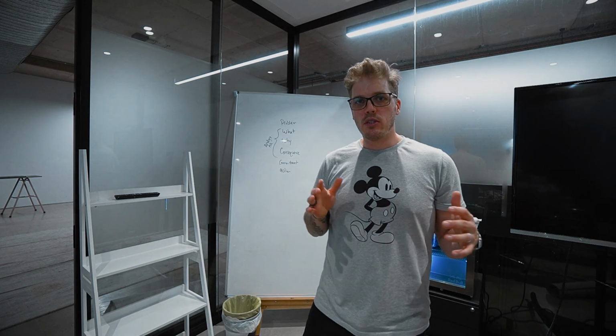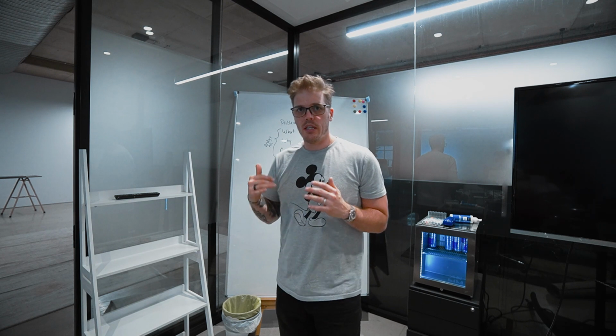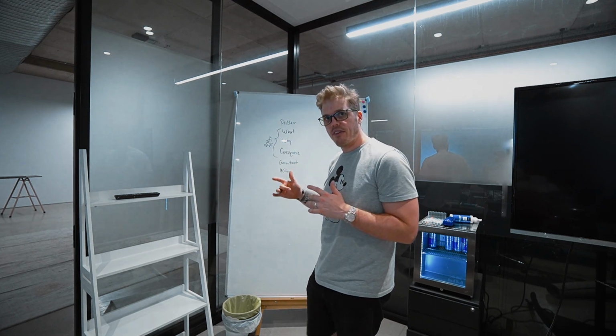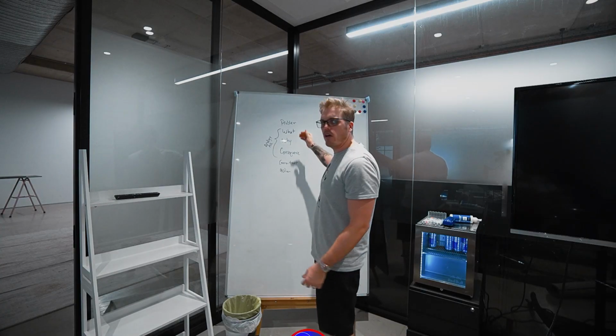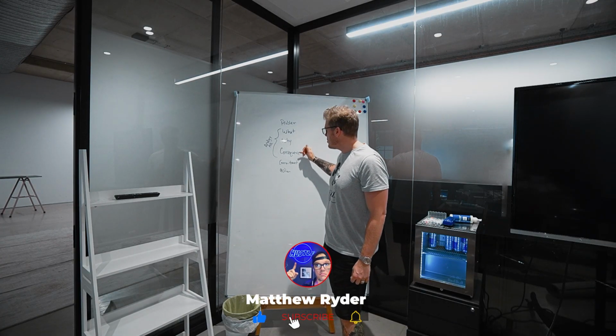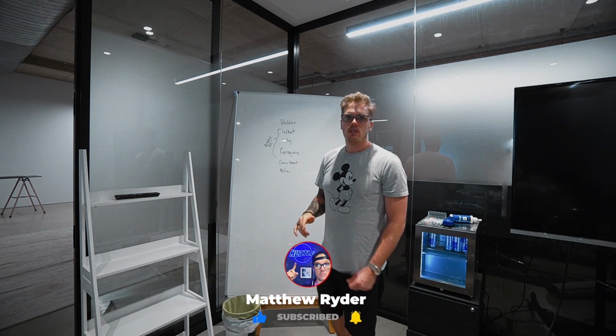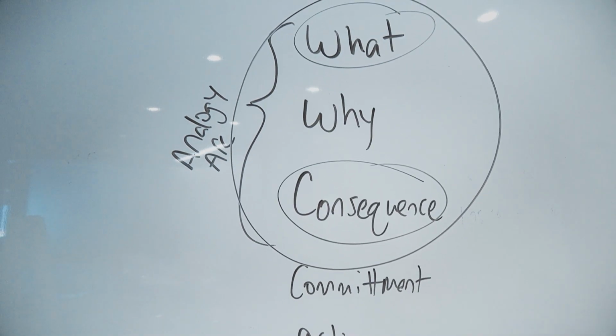Alright guys, so what you might struggle to read on the whiteboard behind me is I've essentially got the cascading effect of what I think constitutes an effective sales process. So what we've got is the problem, the what, the why, the consequence, the commitment, and the action. So that's kind of like a cascade effect. I'll link below a more in-depth video on that sequence.